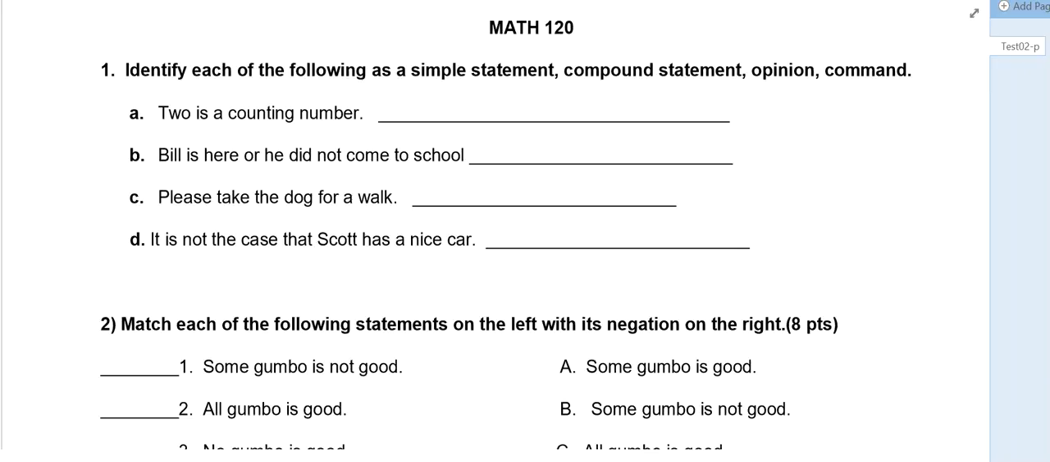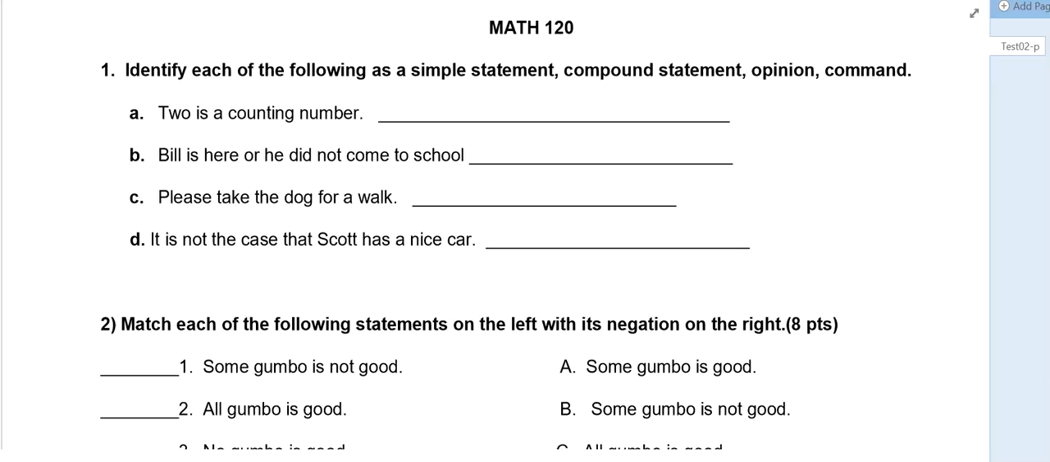Okay, once again, this is just a review for the actual test itself. You should be familiar with this material, so I'm going to walk you through it and give you some general pointers as we go along. Identify each of the following as a simple statement, compound statement, opinion, or command.